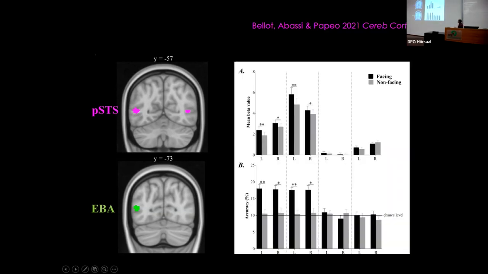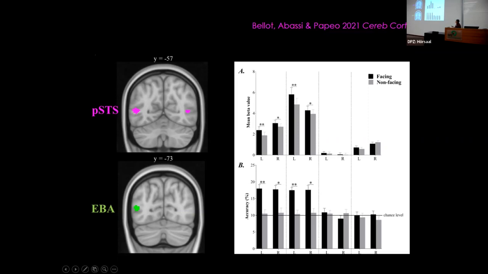Okay, so first, these are the results. Here you see the pSTS, and here you see the EBA. What we found is that both in the left and in the right pSTS, we replicated the same effect that we observed in the EBA, in the visual areas for body perception.